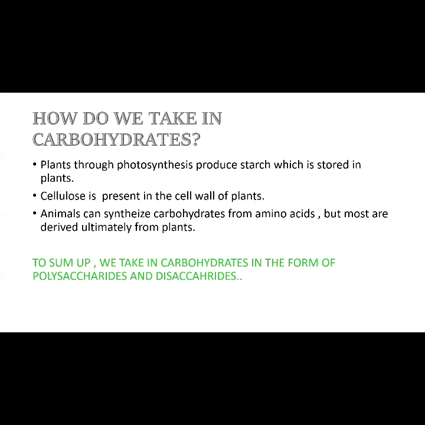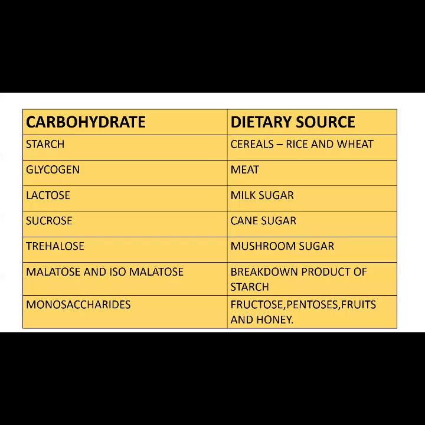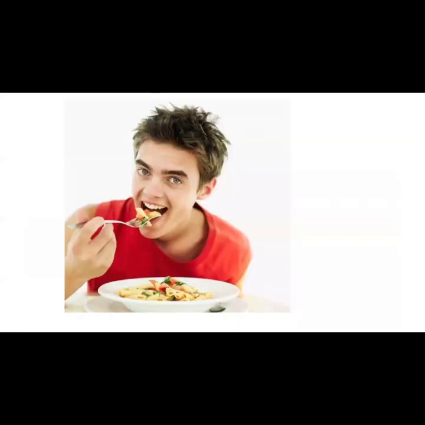Let us sum up the dietary sources of carbohydrates. First is starch, obtained from rice and wheat; glycogen from meat; lactose is milk sugar; sucrose is cane sugar; trehalose is mushroom sugar; maltose and isomaltose are breakdown products of starch; and monosaccharides include fructose and pentoses, found in fruits and honey.